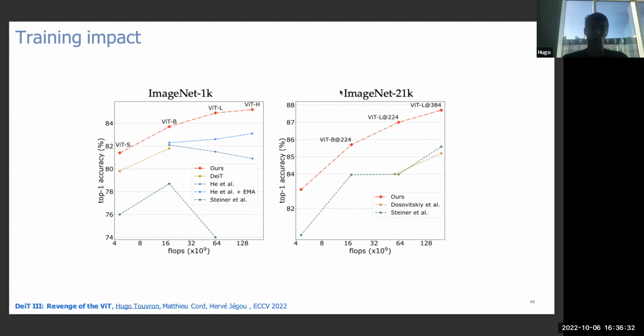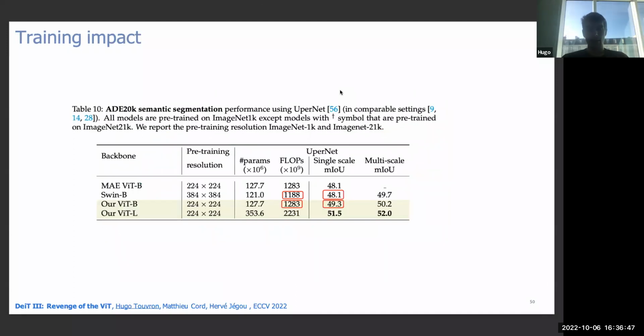ImageNet 1K is a relatively small dataset, and training is very important for transformers there, but on bigger datasets it can also be very important. And we looked at whether this result transfers to other tasks, and it's true. If you reuse the model I presented in the previous slide on a segmentation task, for instance, you can have very good performance. For instance, with ViT-B, we have performance comparable with Swin, so it's quite an interesting result.